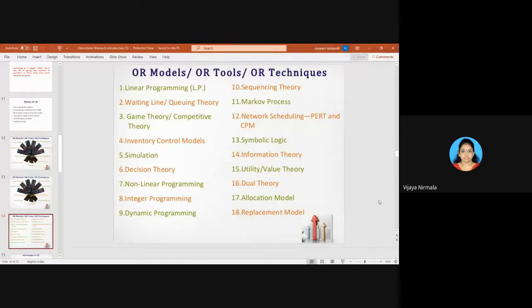And how you solve the problem, that is important first. So I will tell you each and every model, and I'll explain clearly how the problem works. Later on, I'll give you some assignments also. And the other ones are queuing theory and game theory. So these three plus network scheduling and sequencing theory.